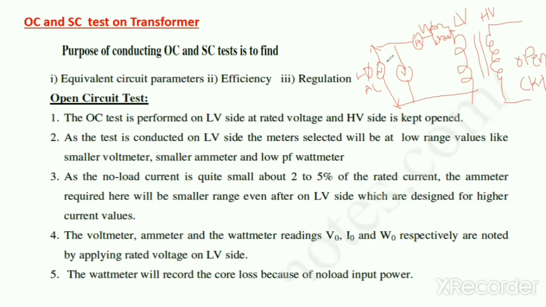When we connect the supply and switch it on, we note down the voltage, that is V0, and note down the current, that is I0, and note down the power, that is W0. Therefore, all three readings are to be noted respectively.